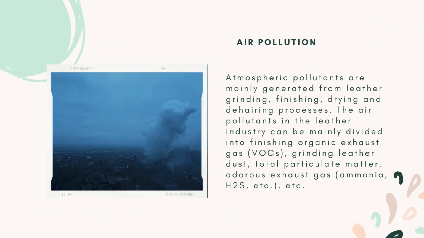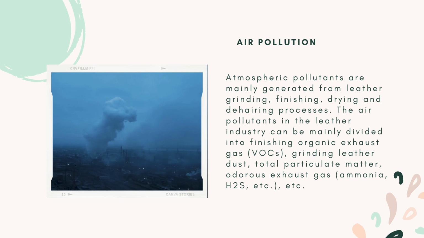Atmospheric pollutants are mainly generated from the grinding, finishing, drying and dehairing processes of leather. The air pollutants in tannery industry can be mainly divided into finishing organic exhaust gas, VOCs, grinding leather dust, total particulate matter, odorous exhaust gas, ammonia, H2S, etc. In addition, the sulfide content of dehairing wastewater produced in the leather processing is high, and when the pH is lower than 9.0, sulfide is emitted in the air in the form of H2S gas, which is a strong neurotoxin, and a small amount will stimulate the mucous membrane of the respiratory system, and high concentration will lead to the death of human and animals.